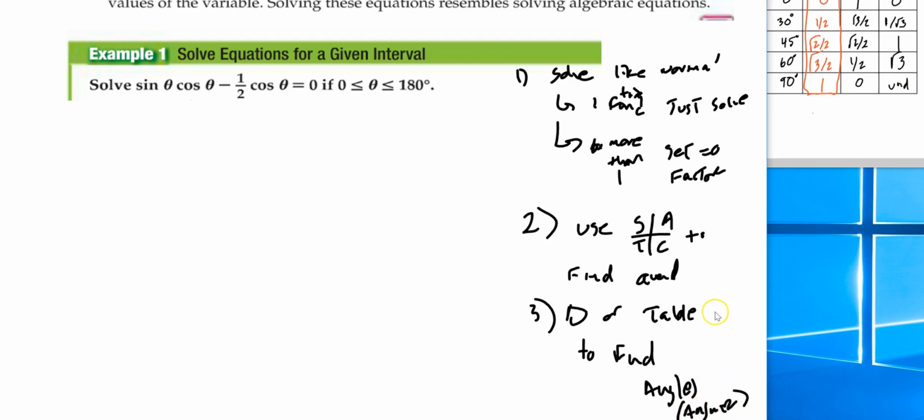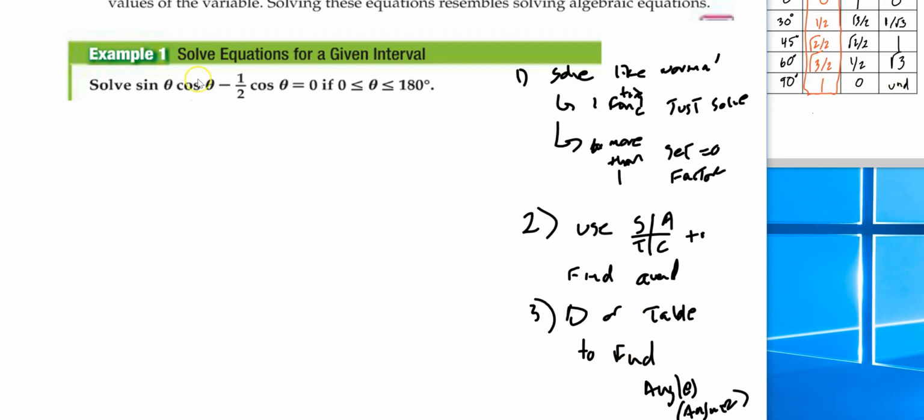So that's the process. One, we're going to solve like normal. If you have one function, just solve for it. If you have more than one, like I have here, I have 2, I've got to factor, set equal to 0, or set equal to 0 and factor. Then we're going to use All Students Take Calculus to find what quadrants we want to talk about. And then once we do, you use the triangle or the table to find the actual answer.